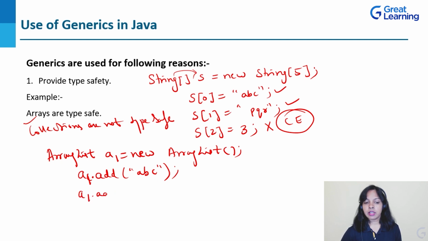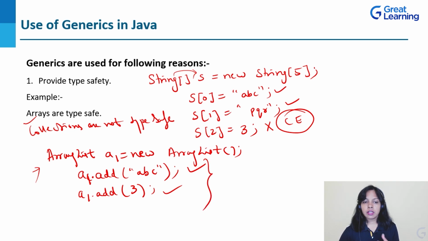If I write A1.add and write 3 over here, it will still not throw any compile time error, because it is defined that it is an array list, but what kind of data it consists of is not specified anywhere while creating the object. That's the reason it doesn't give any error. It means it's not type safe. So to make it type safe, we make use of generics in Java. This was all about the first reason why we use generics: without generics, collections don't provide type safety.